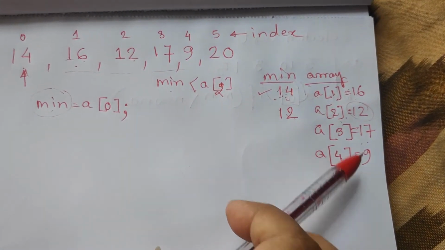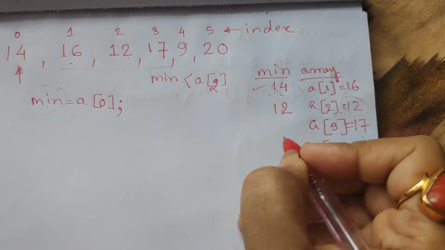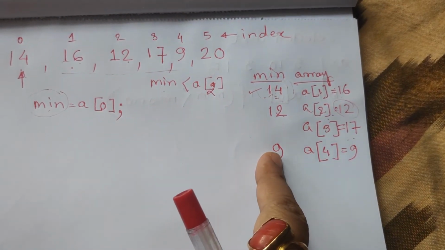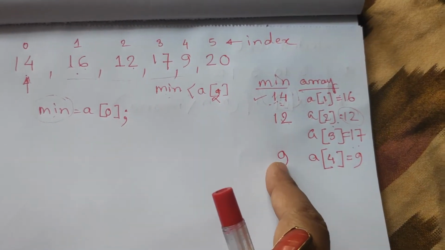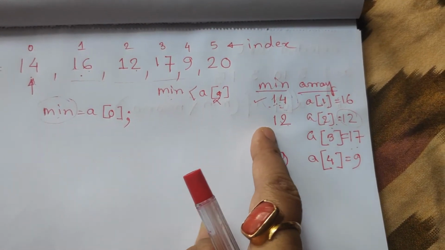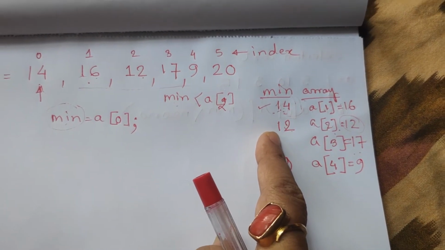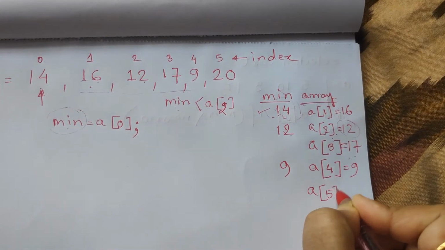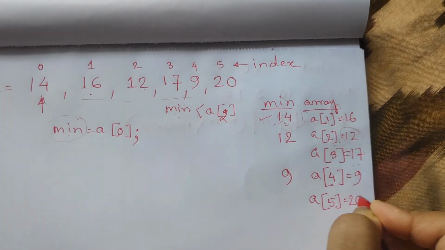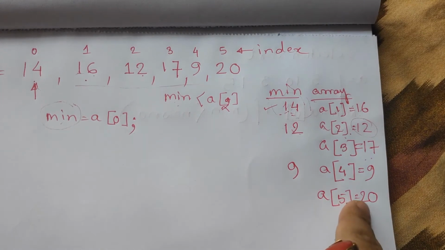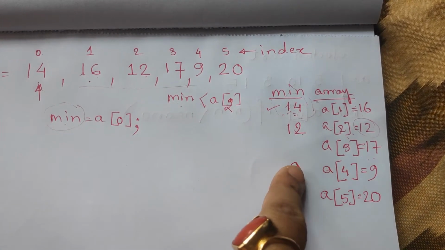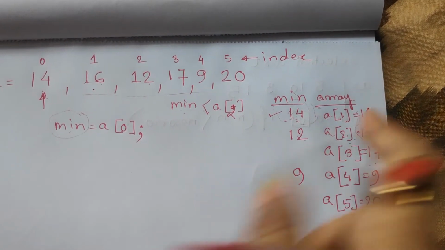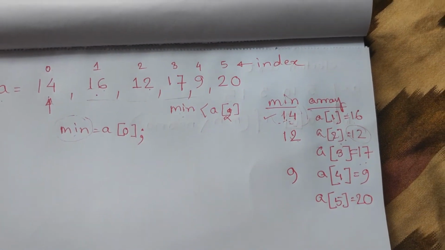So therefore we will now make 9 the new minimum, because we have found a number which is lesser than the minimum that we had. Clear? Next is A5. What is the value of A5? A5 is 20. So we will check whether 9 is lesser than 20. Over here 9 is lesser than 20, correct? So we will not do anything.